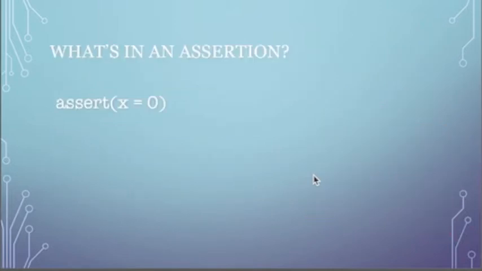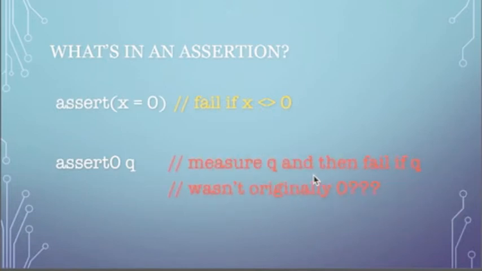So the standard answer is that these are assertions. So how does an assertion work? In a classical programming language, I'll say something like assert x is equal to 0, and I mean by that, fail if x is not equal to 0. In the quantum setting, I could say assert 0 q, where q is some qubit, but I'm not sure what that means. That means measure q and then fail if q wasn't 0, because the measurement's going to disturb the state, right? So I can't just fail if it comes up 1. I have to fail if it disturbs the state, and I can't really do that, right? So I find myself in a bit of a situation here.